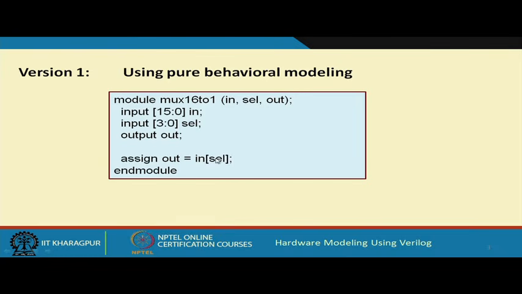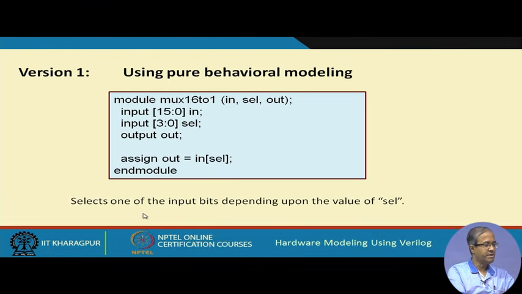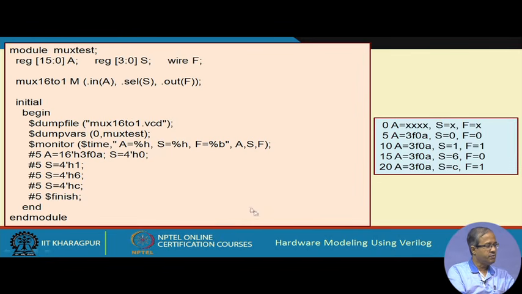Okay. So, you see here we have selected a particular bit of this input vector, which bit? The bit specified by sel, and that particular bit we are storing in out. This is your multiplexer. So, let us start with this. We have done a behavioral modeling of this multiplexer. Okay. Now, how do we test it, whether it is working correctly or not? We write a test bench.